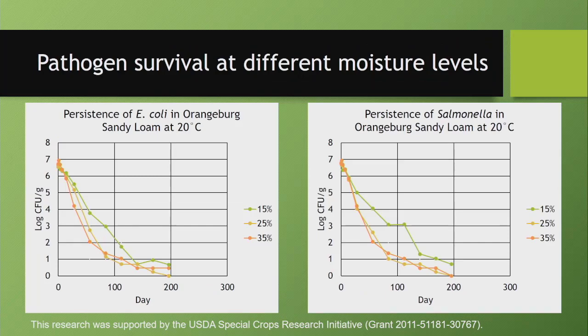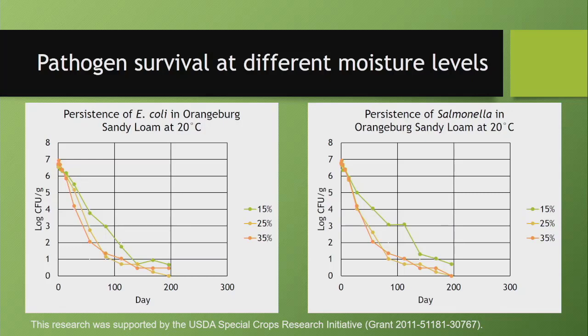So then they were looking at moisture levels and that impact. We know there are multiple factors that play into the survival of pathogens. So there's a lot going on. You have your temperature, you have your sunlight exposure, you have moisture levels, you have naturally occurring microorganisms, which we'll get to in a second.